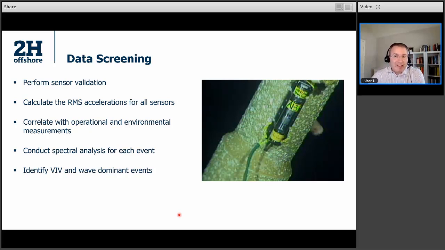Next, we correlated the accelerations with measured wave heights and measured current speeds, and we also correlated with the top tension operational input, and then performed spectral analysis. What I mean is the fast Fourier transformation for each event, and then identify VIV and wave dominant events.